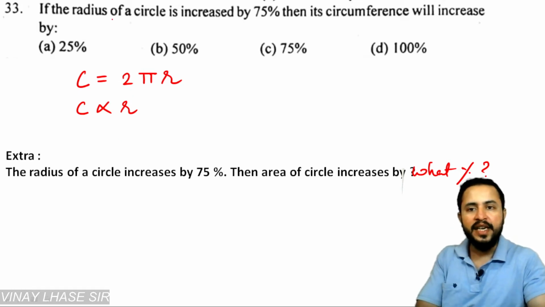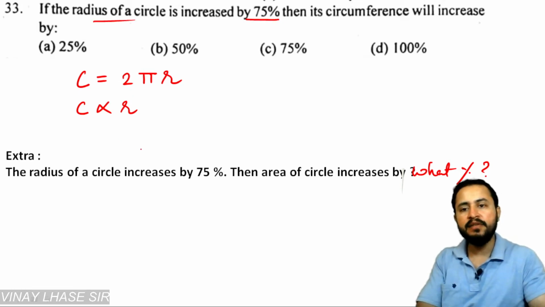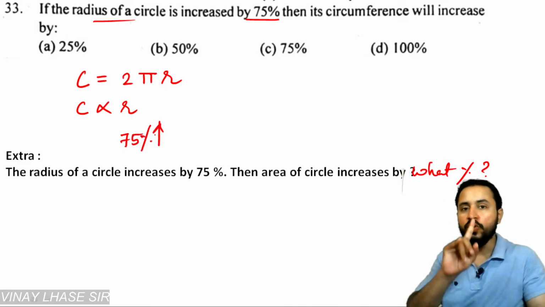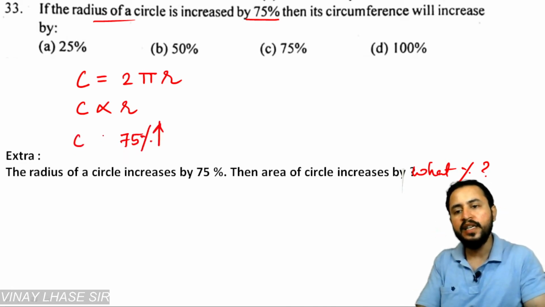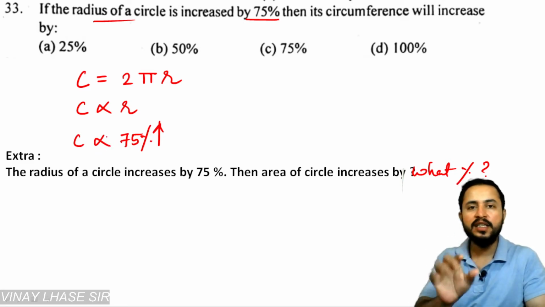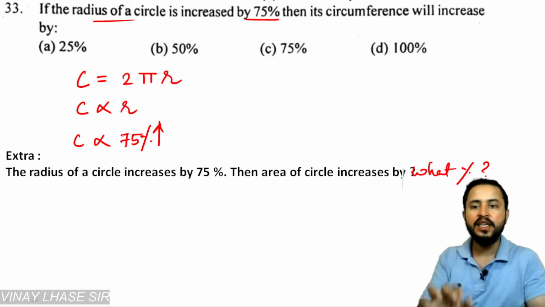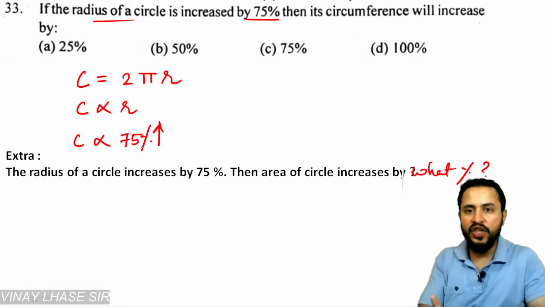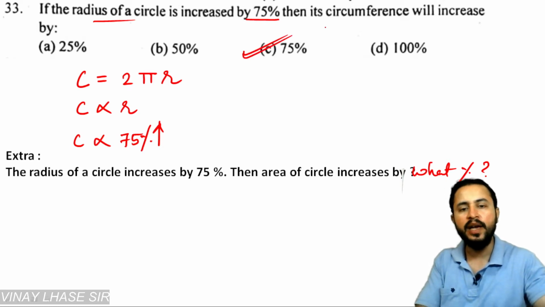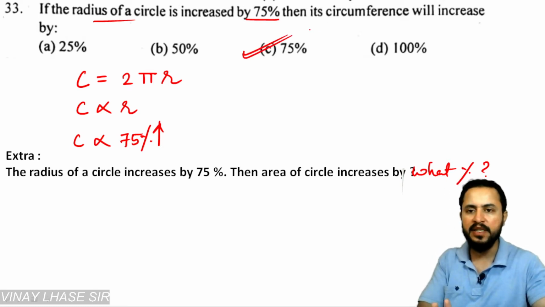Suppose this radius of a circle now is increasing by 75%. Agar ye 75% se increase ho raha hai radius, so even the circumference will increase by 75% only, because one radius is there, the circumference is directly proportional to this. So agar ye 75% se radius change hota hai, to even circumference will also change by 75%. So answer for this question is 75%, simple.